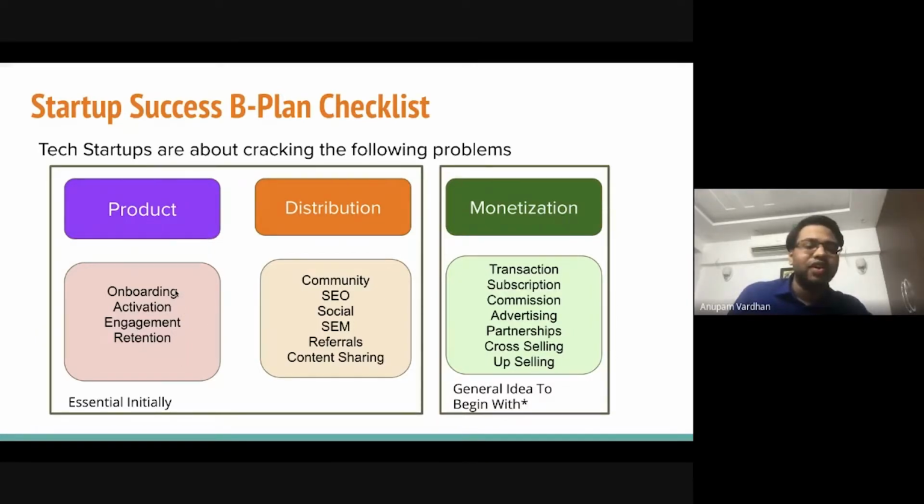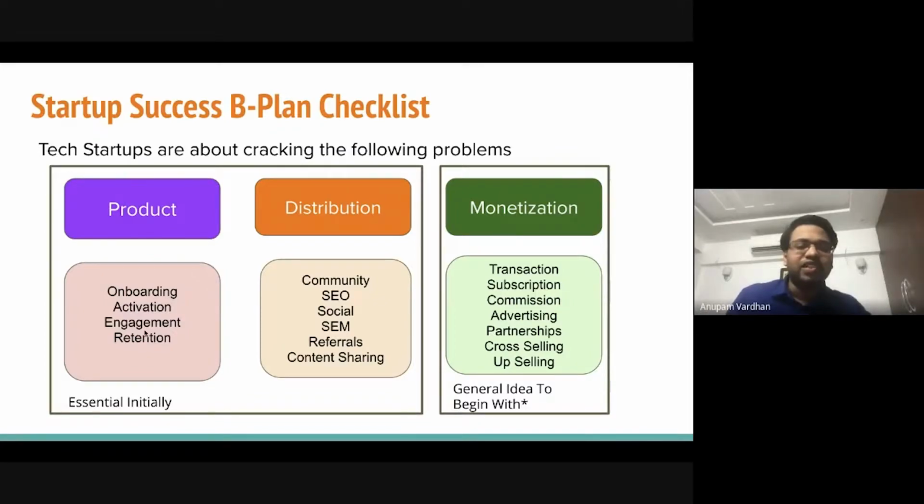Onboarding is essentially when the user joins the platform, whether it's filling the registration details, or in some cases there is some stuff beyond that as well. So the initial process of the user joining the platform, you need to optimize on that. Then activation is nothing but getting the user to take a key action on your platform. I will delve into these in detail in the subsequent part of the presentation.